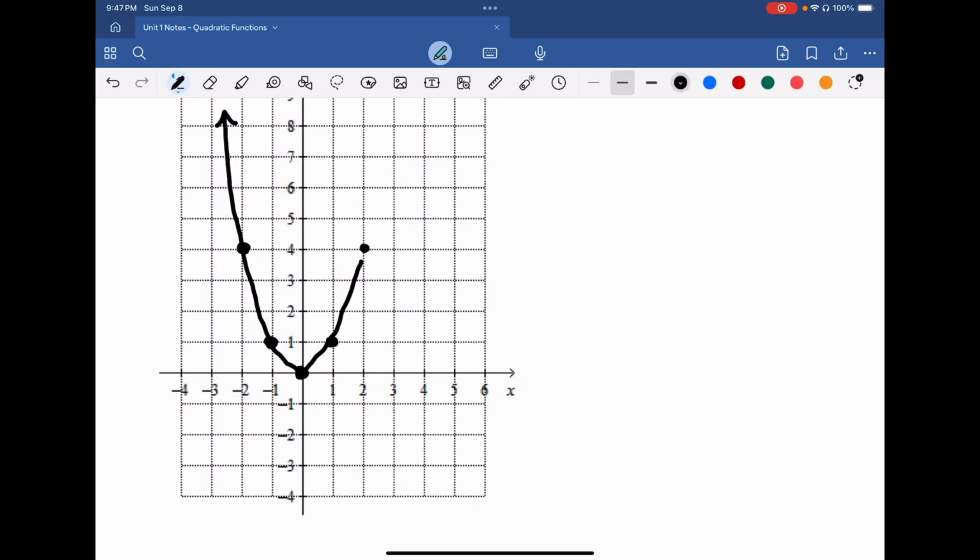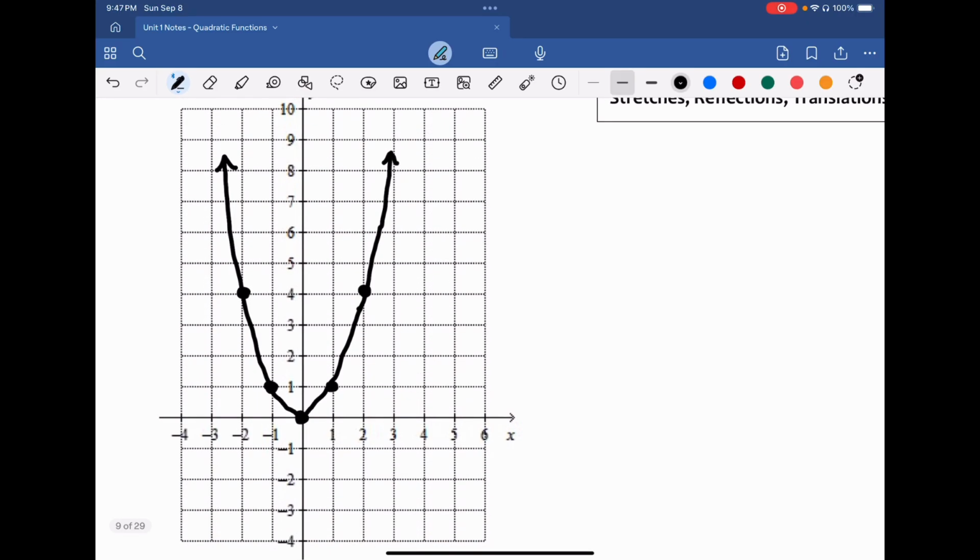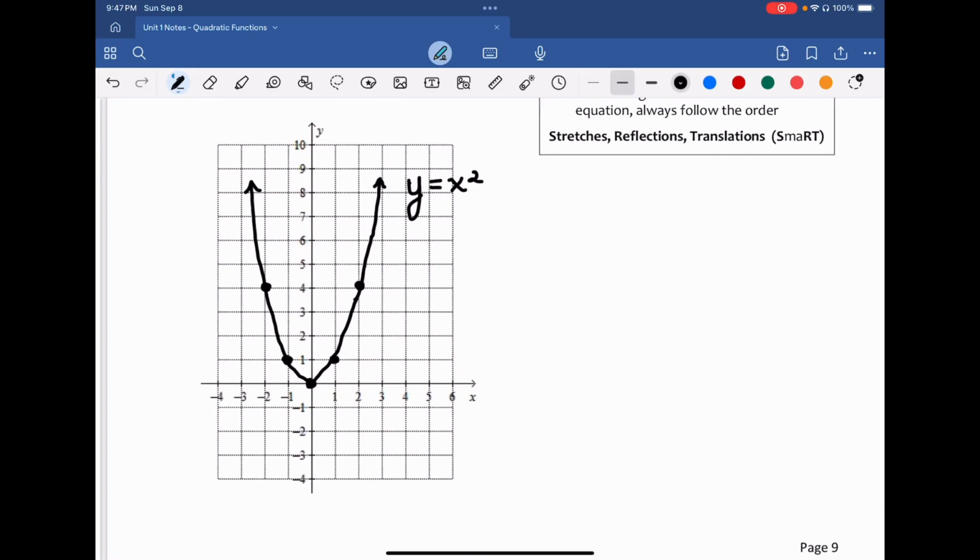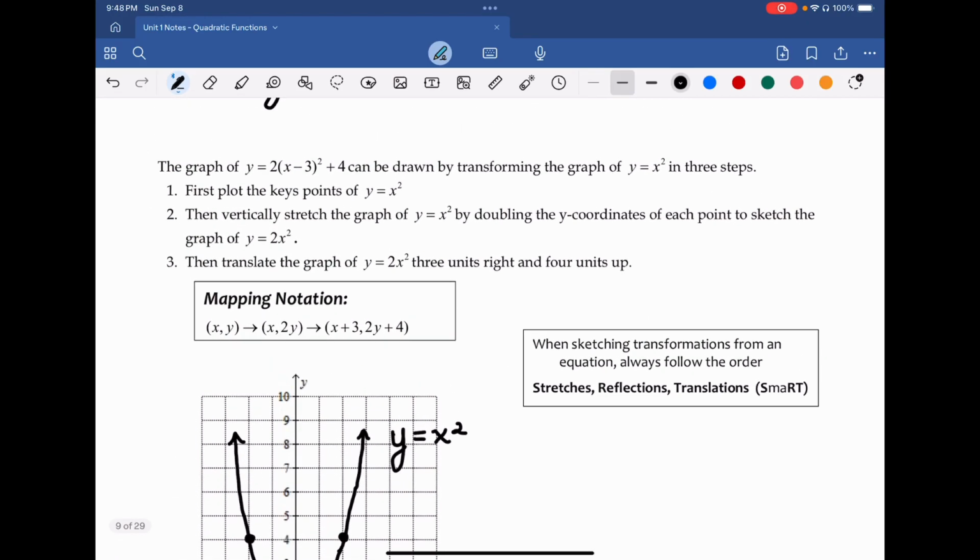I'm going to put my dot back here and then try to make this just a touch neater through here. There we go. Maybe even bringing that in just a little bit to make it a little more accurate. Okay, here's the original function, and I'm even going to label it here. So this is our y is equal to x squared. Excellent.